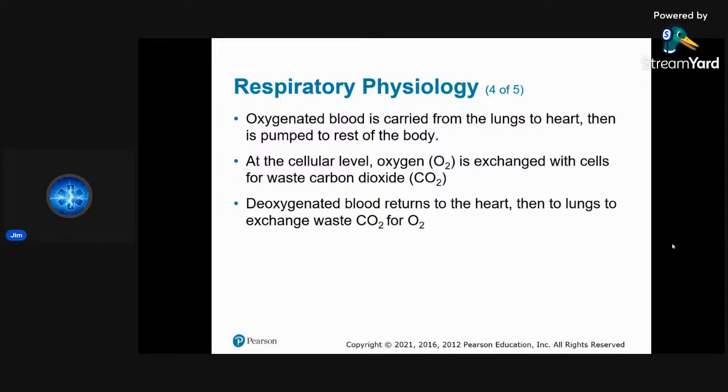Deoxygenated blood will go back to the heart and then be pumped to the lungs to exchange the CO2 for O2, and then the CO2 will be exhaled.